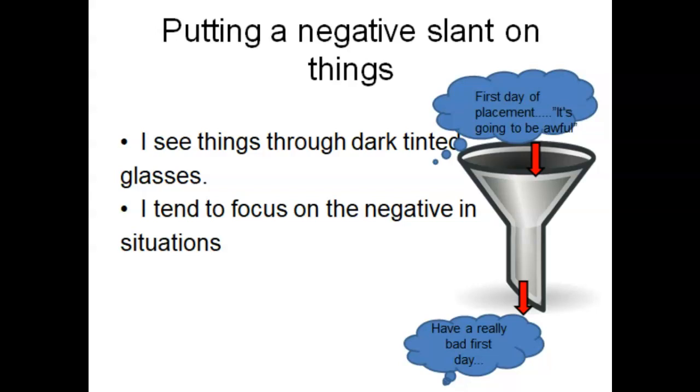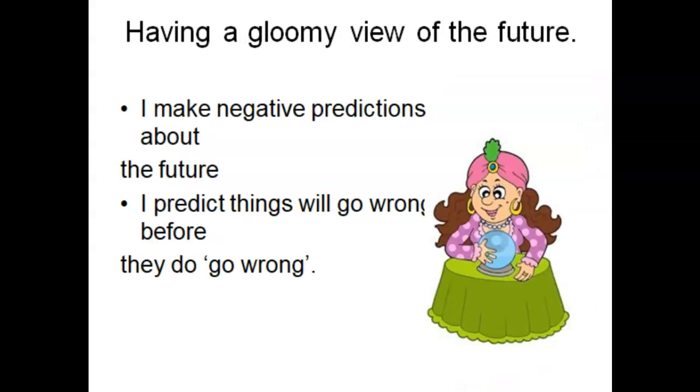And then you have the people who put a negative slant on things. So it's almost like predicting something bad, really. So you see things through dark tinted glasses, you focus on the negative in a situation. It's similar to the next unhelpful style, really. So you might, on the first day of placement, say it's going to be awful, and then maybe it does end up being a bit awful. So similar to this one, having a gloomy view of the future, you're making lots of negative predictions about the future. You're predicting things are going to go wrong before they do go wrong. And you might even have that self-fulfilling prophecy where, because you've thought it's going to go wrong so much, you actually maybe change your behaviour, and you do give a negative outcome.